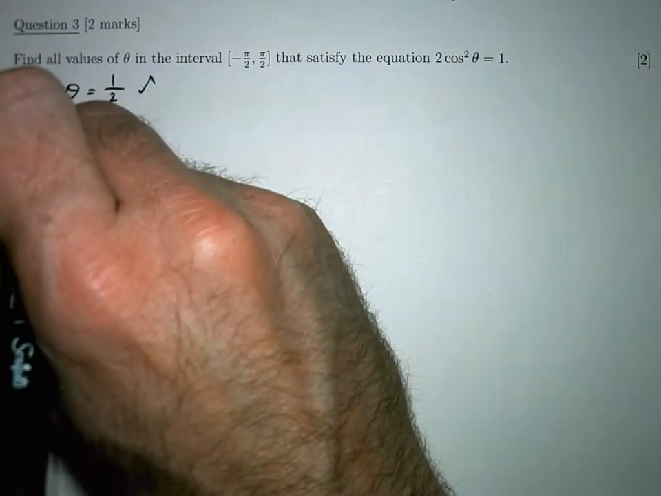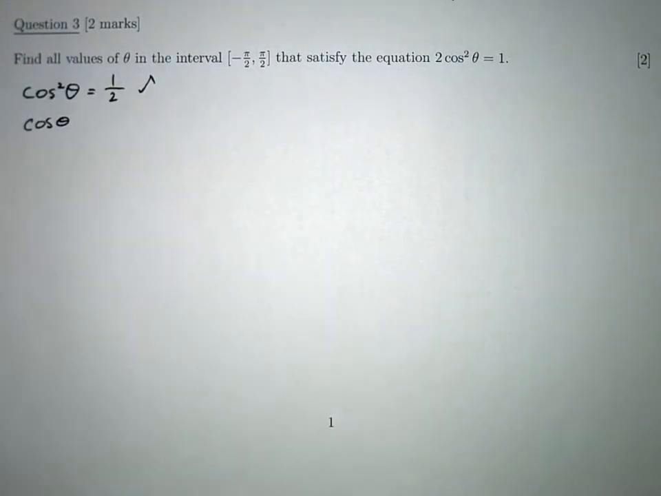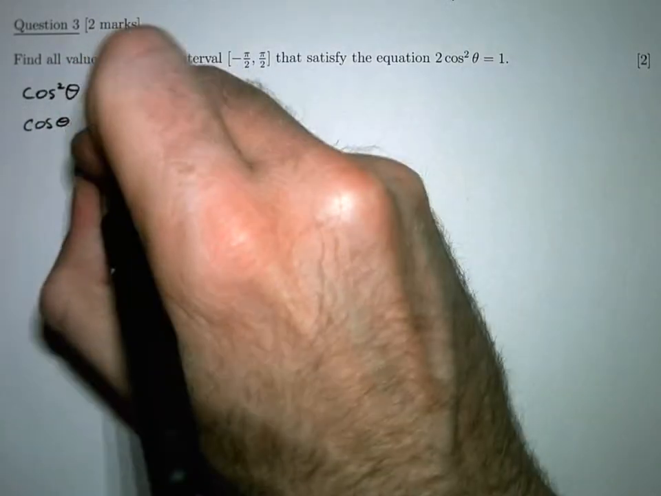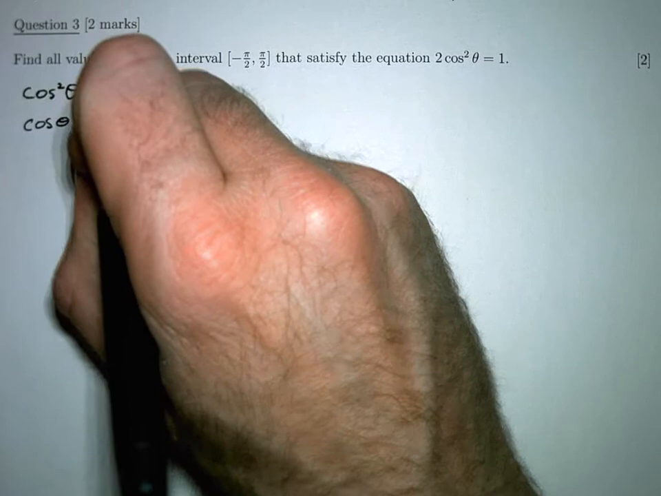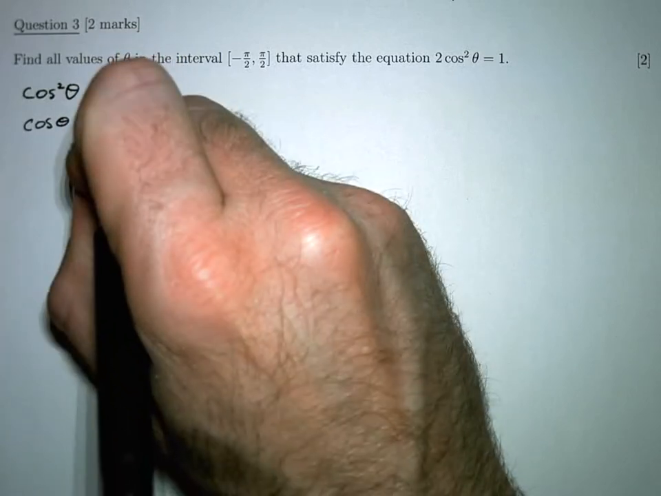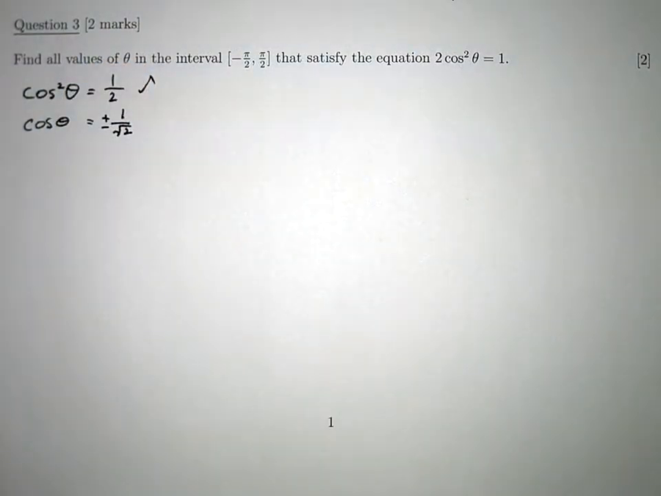So we can get rid of the square by taking the square root of both sides. We're left with cos theta, and that's equal to the square root of 1 over 2, so we can write that as the square root of 1 over the square root of 2. But what most of you neglected to add was that this is equal to plus or minus.